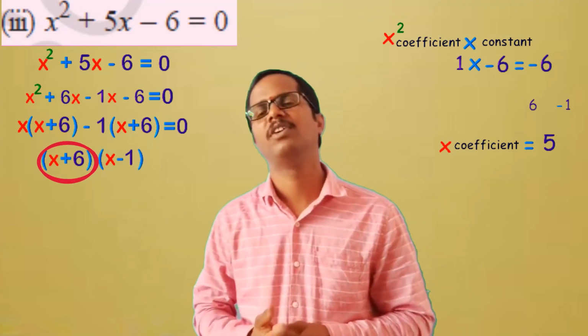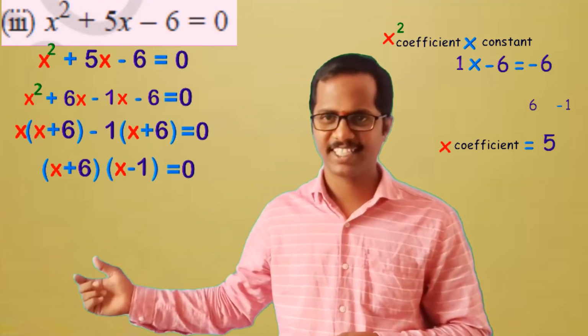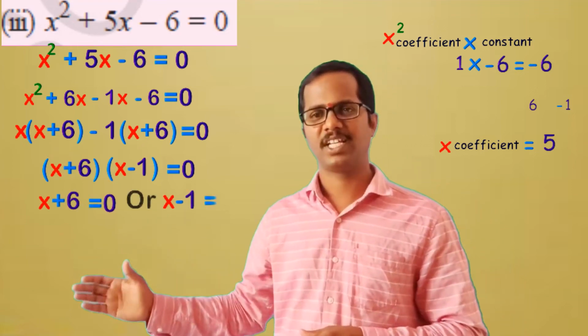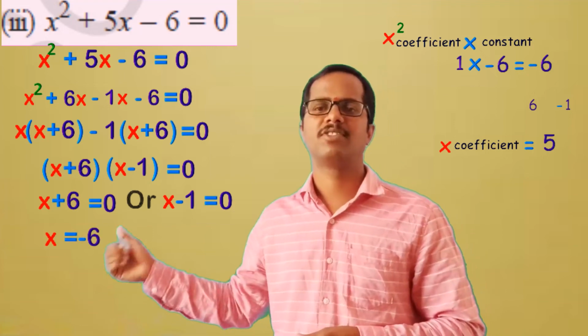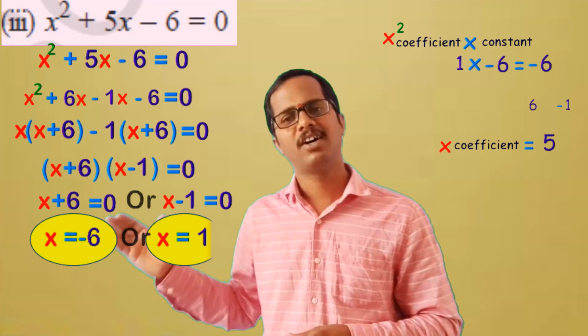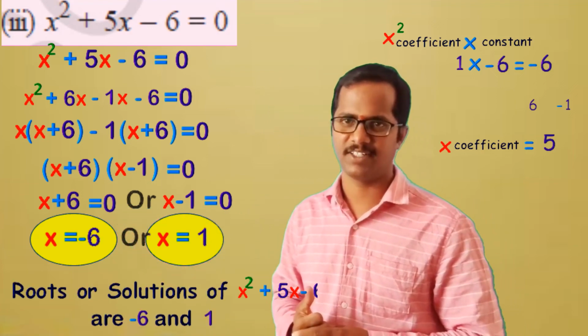which equals 0. Now we can write x plus 6 equals 0 and x minus 1 equals 0. And by simplifying them, we get x equals minus 6 and x equals 1. So here minus 6 and 1 are the roots of the given quadratic equation.